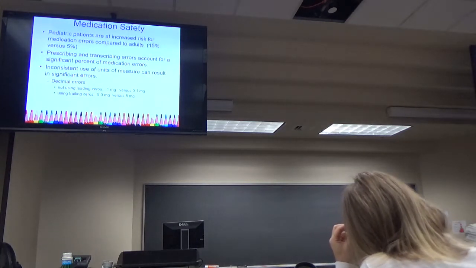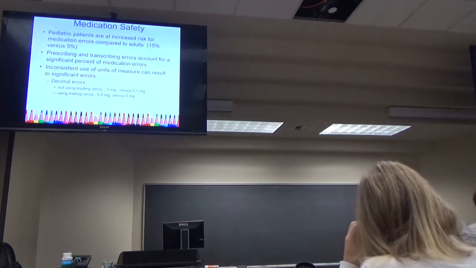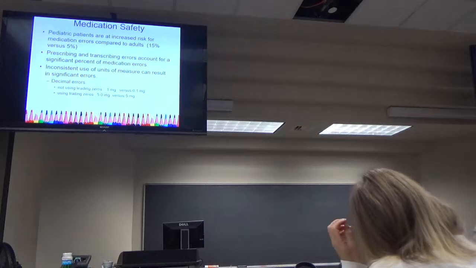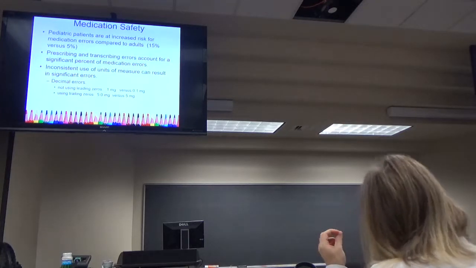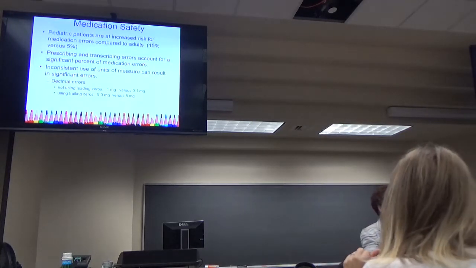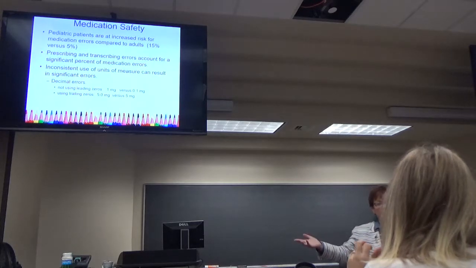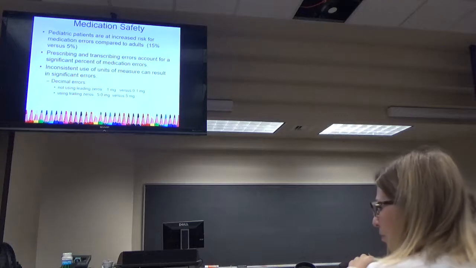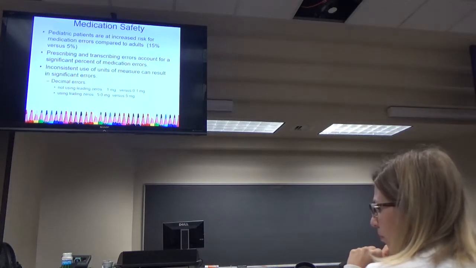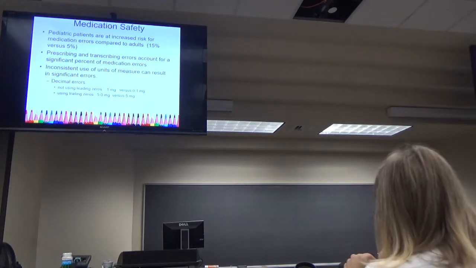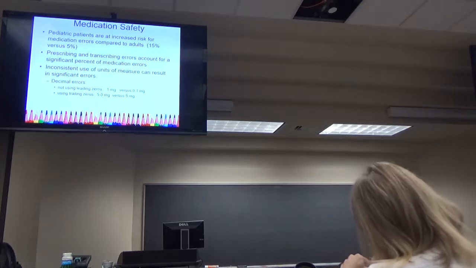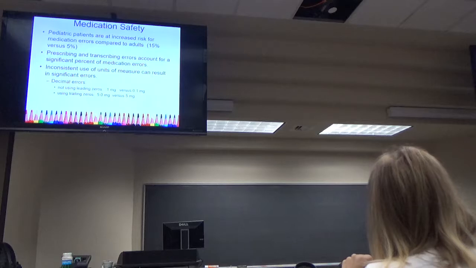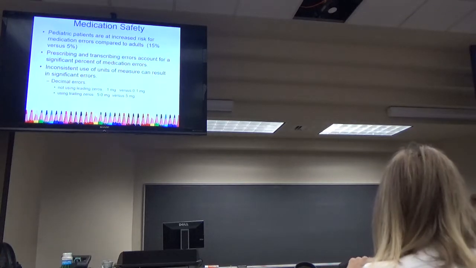So micrograms versus milligrams, that's a common one. Grams versus milligrams. People transpose them a lot. If you're having to convert a milligram dose into a volume, like milliliters, that's another place where people often mess up. Decimal errors. So these can result in tenfold errors. So those decimal errors in kids is what led to the policies now that are listed down there.